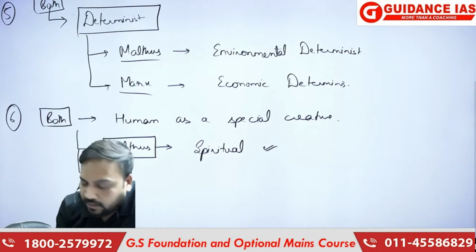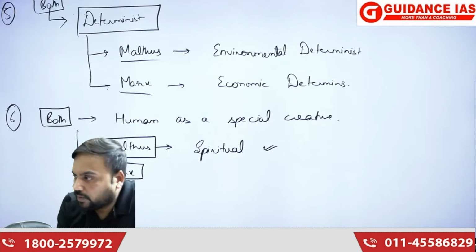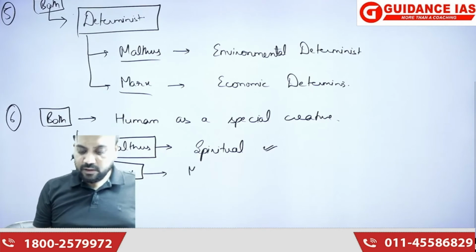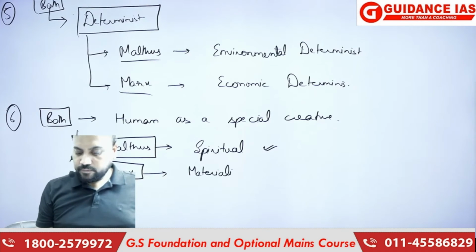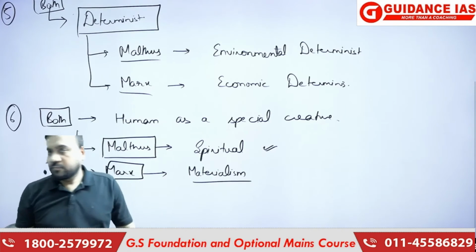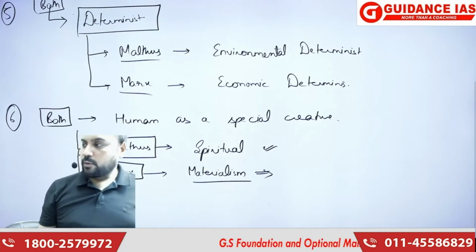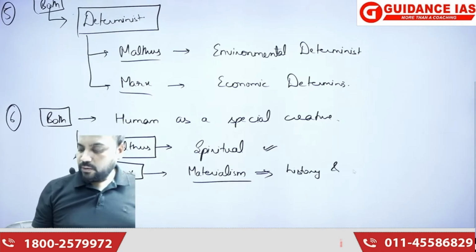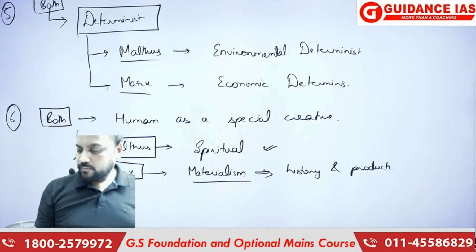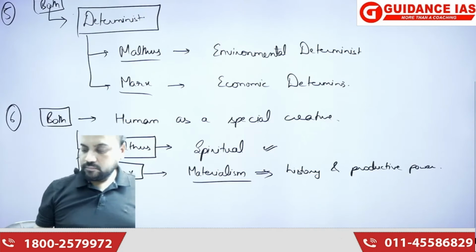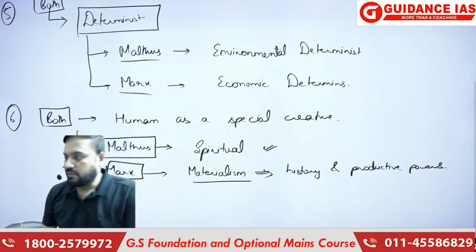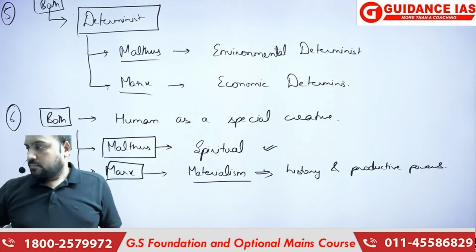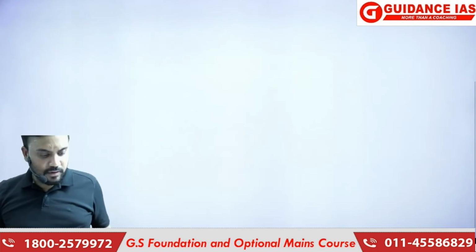On the other hand, for Marx, he saw this speciality from the concept of materialism. So human beings have become special through what? Through their history and development of productive powers. Okay. So this was another difference.